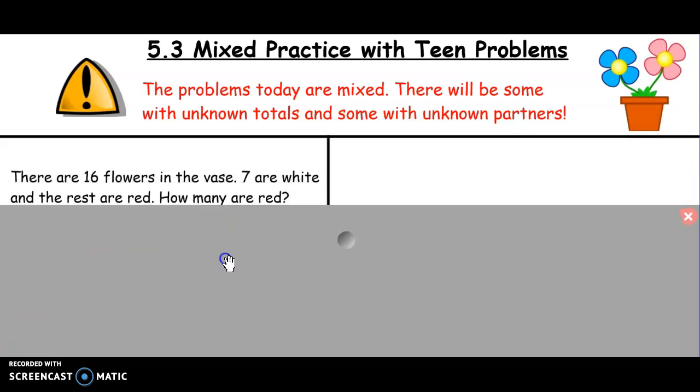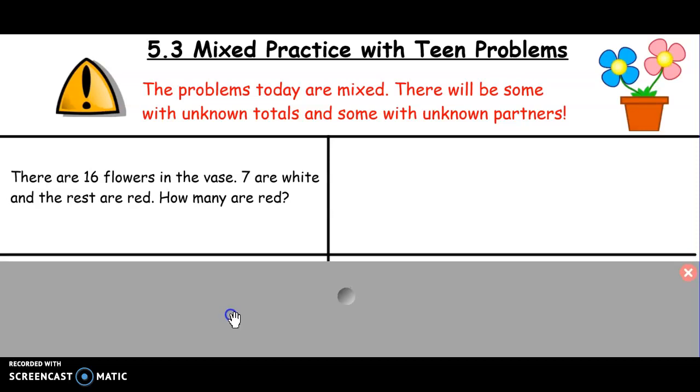So the first one says there are 16 flowers in a vase. 7 are white, the rest are red. How many are red? So we have to think about what we know. We know that there are 16 flowers in the vase and that 7 of them are white and that we are looking for how many are red.